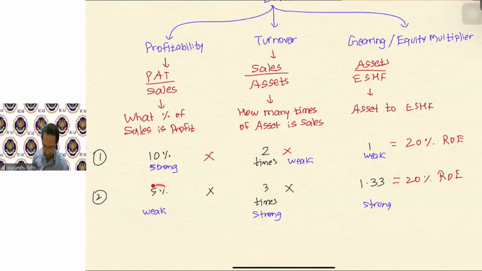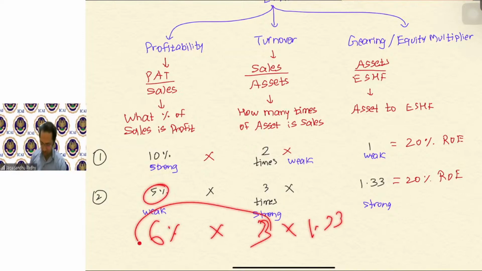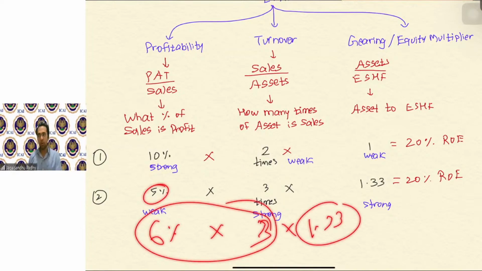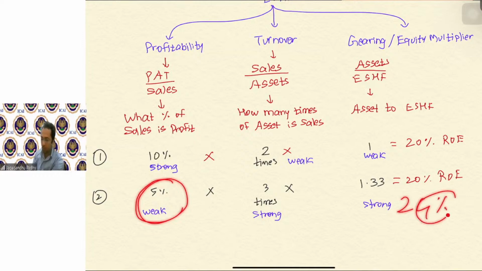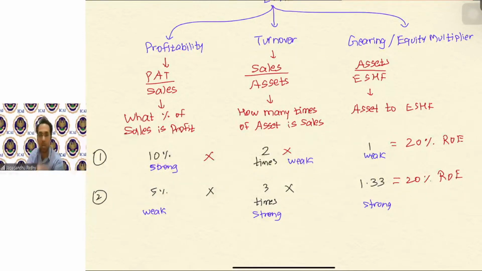So maybe if instead of 5%, it just becomes 6, there'll be 6 into 3 into 1.33, which will be 18 into 1.33, that will work out to be 24%. So just a 1% increase in your profitability will lead to a 4% increase in your return on equity because your other factors are strong, right?